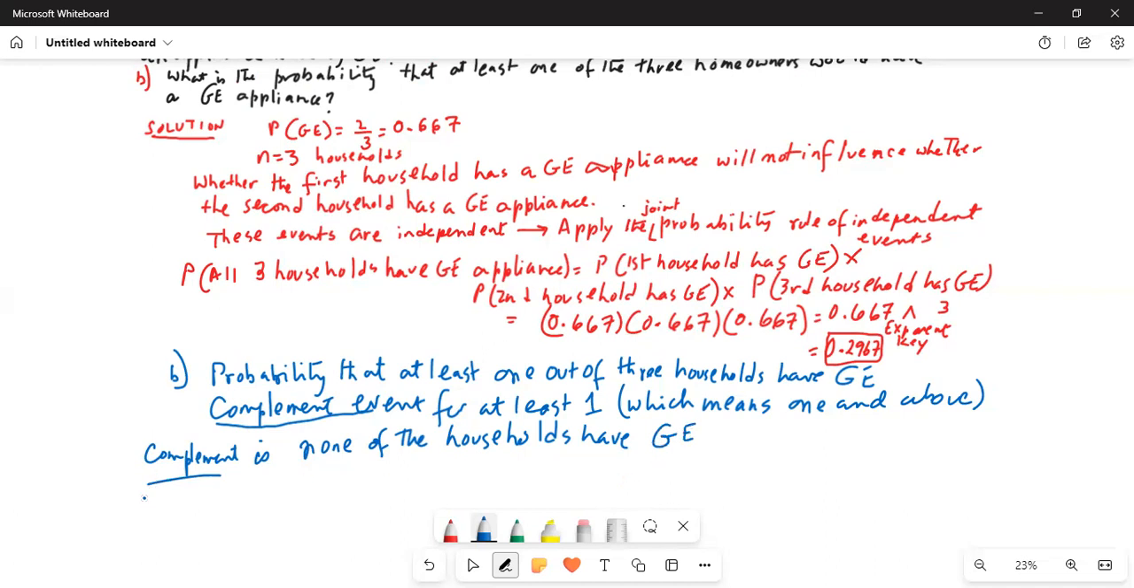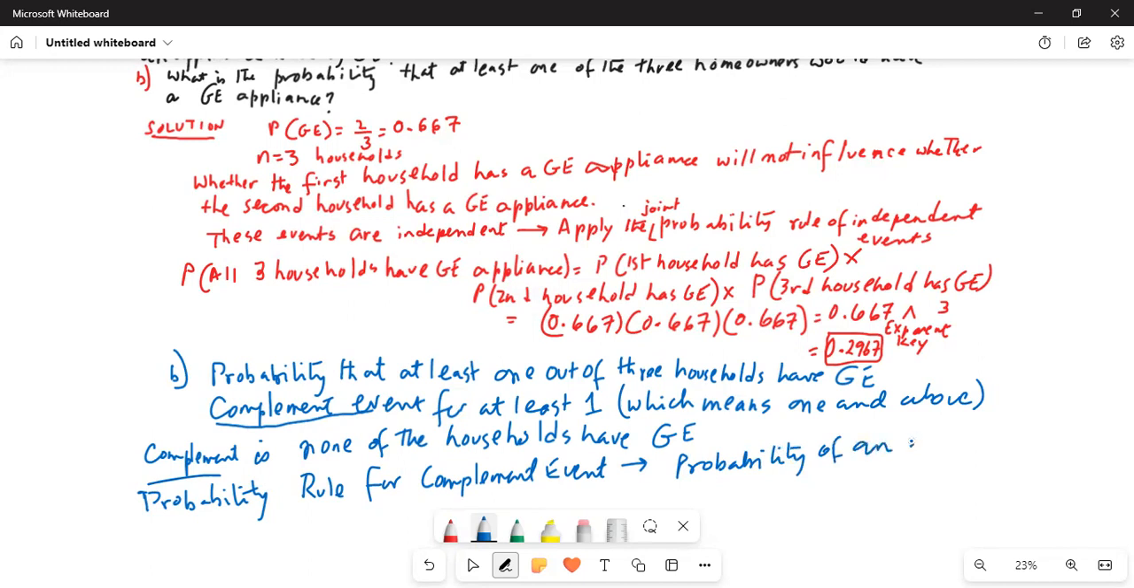And we know we apply the complement rule, the probability rule for complement events, which states that probability of an event E is equal to 1 minus probability of not E, or complement of E.